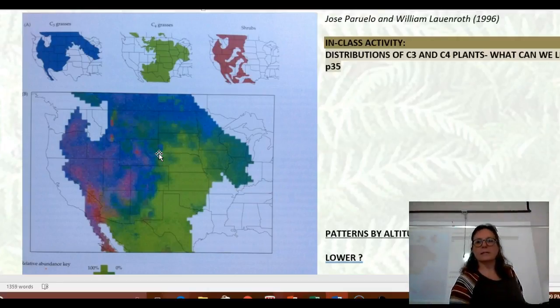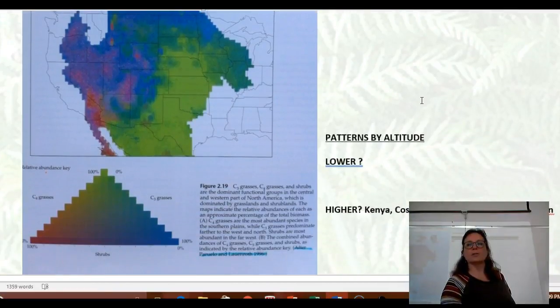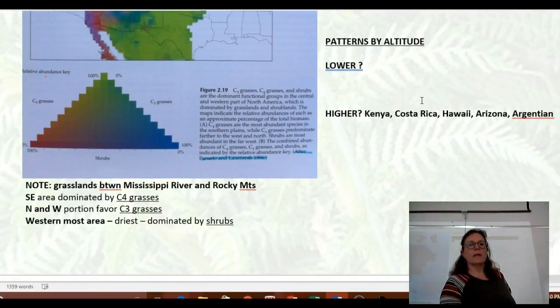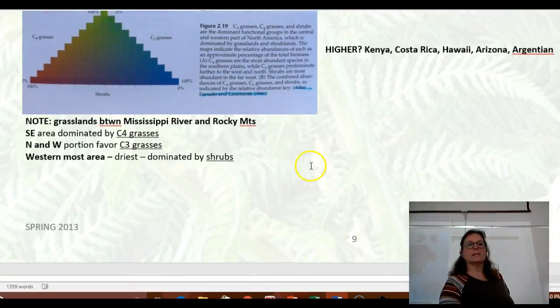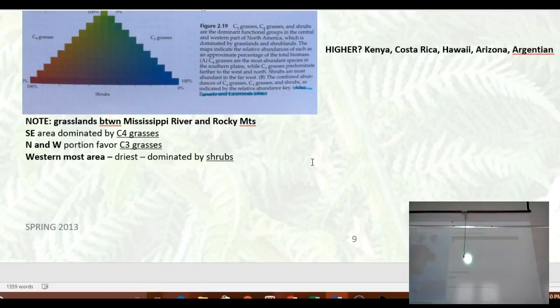So we basically did a little bit of pattern stuff, right? We did a little in-class activity, distributions. What can we learn from this diagram? Patterns by altitude, lower, etc. Note here the grasslands between the Mississippi River and the Rocky Mountains. Patterns there. And note the southeastern areas are dominated by C4. North and western portions favor C3. Westernmost areas are driest, dominated by shrubs. Just a couple of sweeping generalizations.